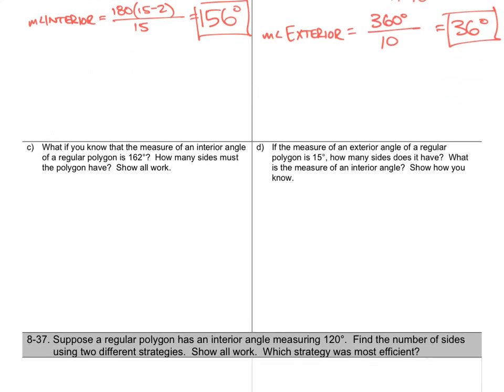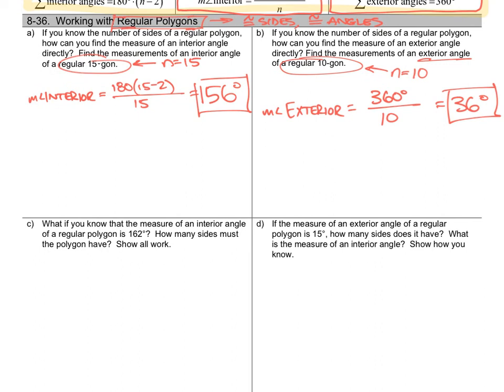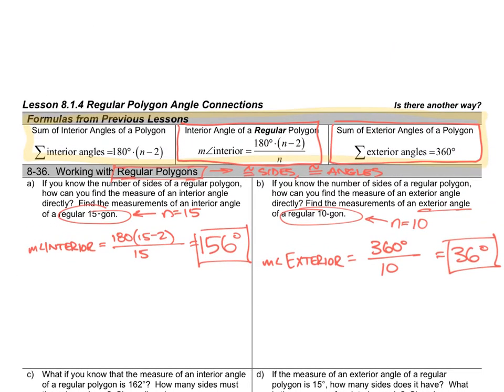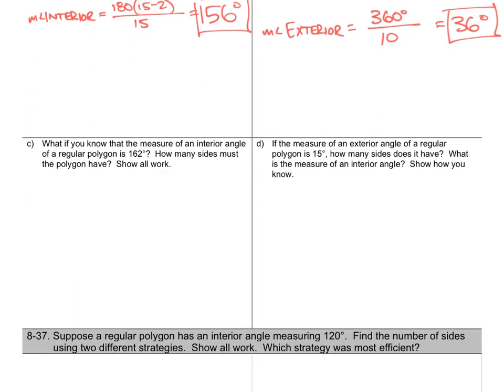Let's jump down to part C. What if you know that the measure of an interior angle of a regular polygon is 162? How many sides must the polygon have? Show your work. Okay, so I know that the measure of an interior angle of a regular polygon is 162. How many sides must it have? I'm going to go back and use this formula again. But this time the unknown is n. So let me go ahead and copy that down for us again.